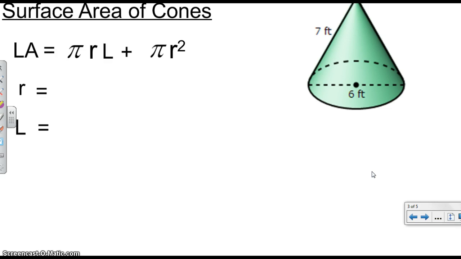L. What has L been this whole time, Siegel? Was that the slant height? I believe it's been the slant height. So you think it's going to be any different this time? No. I don't think so either. Yeah, L is the slant height. That's not going to change on you.